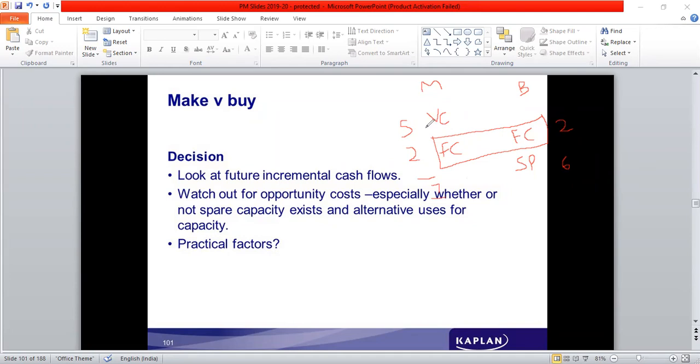Making is better. So the total cost is not 7 versus 6, but 7 versus 8. 8 is the cost, because fixed cost also will be incurred. So the decision will be about 5, that is the variable cost, versus the supplier price, which is 6. So the decision would be for making the component, not buying it from the supplier. So that is a basic level example.